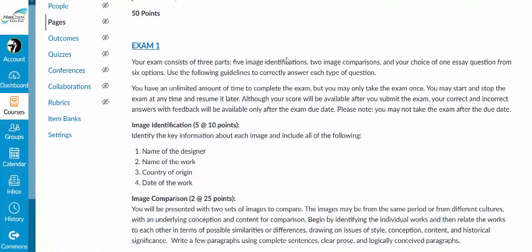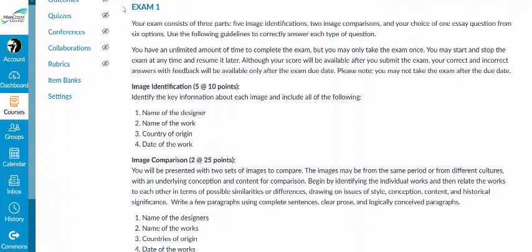This week, you'll also be taking your first exam. You have an unlimited amount of time to complete the exam, but you may only take the exam once. You may start and stop the exam at any time and resume it later. As long as you don't click the submit button, you can keep going back into the exam as many times as you want. But please note, you may not take the exam after the due date.